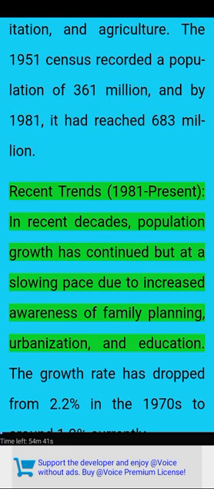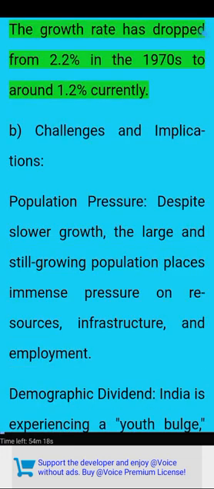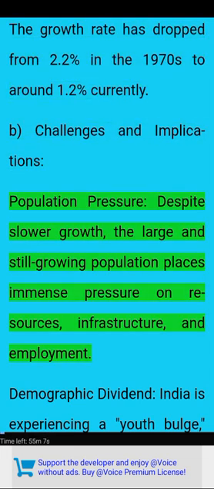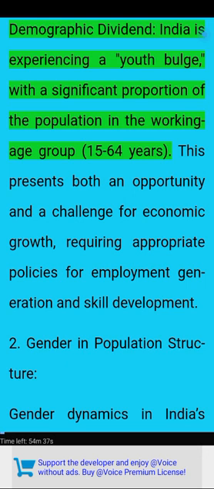Recent trends, 1981 to present: in recent decades, population growth has continued but at a slowing pace due to increased awareness of family planning, urbanization, and education. The growth rate has dropped from 2.2% in the 1970s to around 1.2% currently. B. Challenges and implications. Population pressure: despite slower growth, the large and still growing population places immense pressure on resources, infrastructure, and employment.